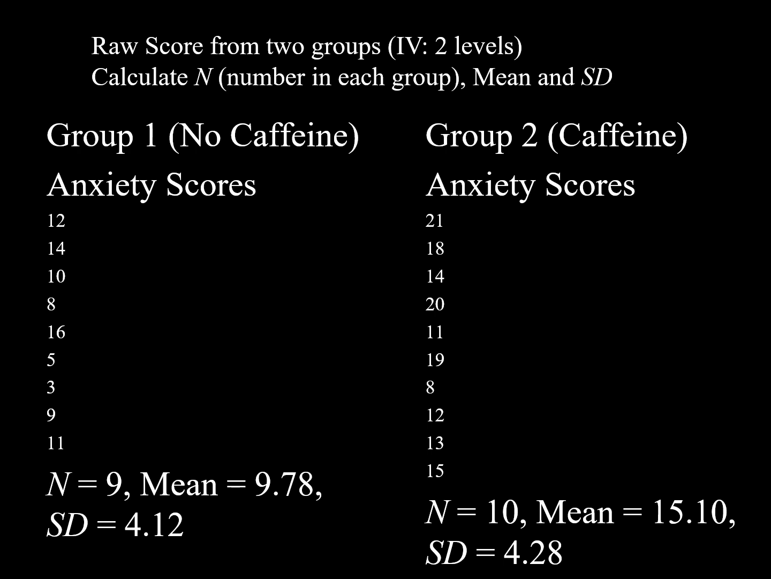So just taking a look at this, we can look at the mean of the first group, no caffeine. Their anxiety was 9.78 on average. And the group 2, their mean was 15.10. So we can see there is a larger difference. We're seeing more anxiety from group 2.